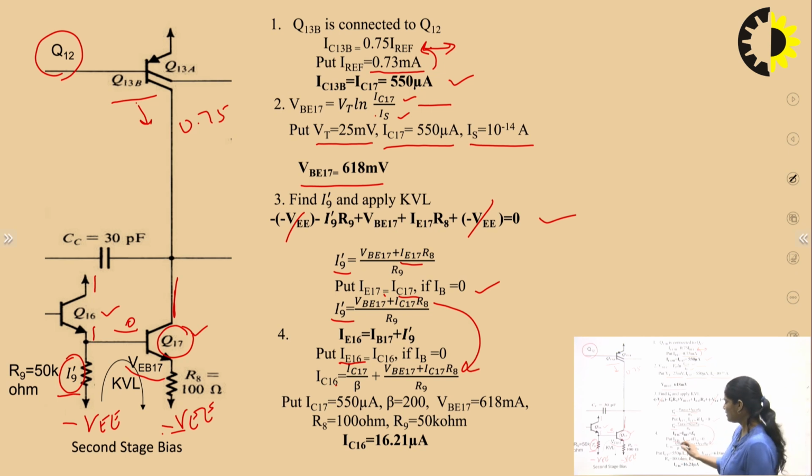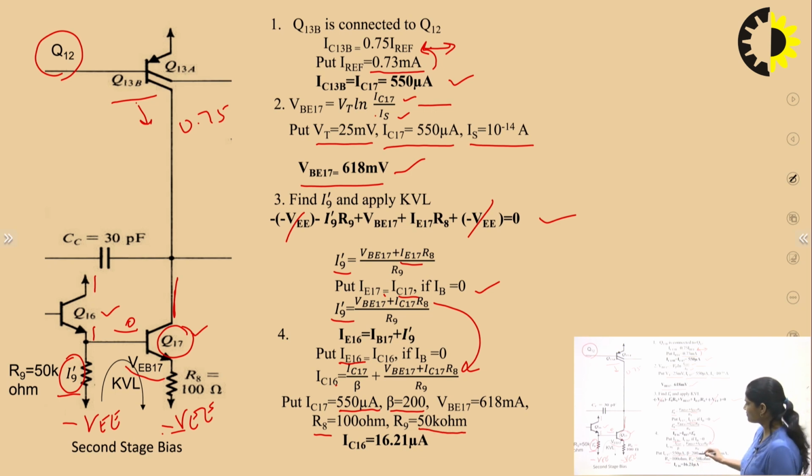Now put here all these values. IC17 is known to you, 550 microampere, beta for the NPN transistor is 200, VEB17 is calculated as 618 millivolt. It is calculated here. Now put, and R8 is given in the circuit diagram as 100 ohm, R9 is given in the circuit diagram as 50 kilo ohm.